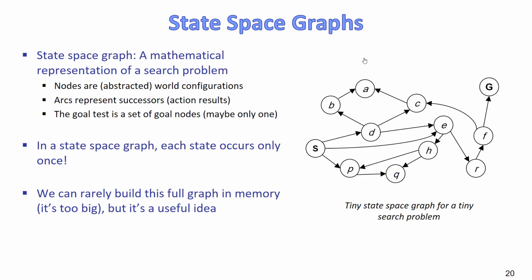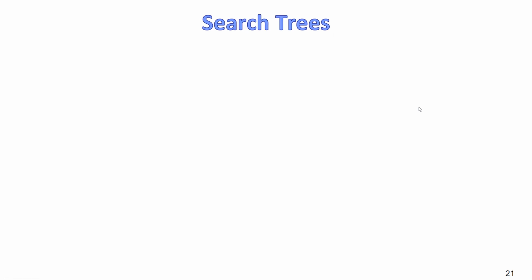Okay, now that we saw an example, here's another example of a state space graph for a tiny problem. You will see here that the states are represented by just letters, different states. Now we will talk about what we call a search tree. And of course, you know that there is a difference between a graph and a tree. A graph allows cycles, but the tree doesn't allow cycles. So the tree starts from the root. The root has children, and each child has its own children, and so on.